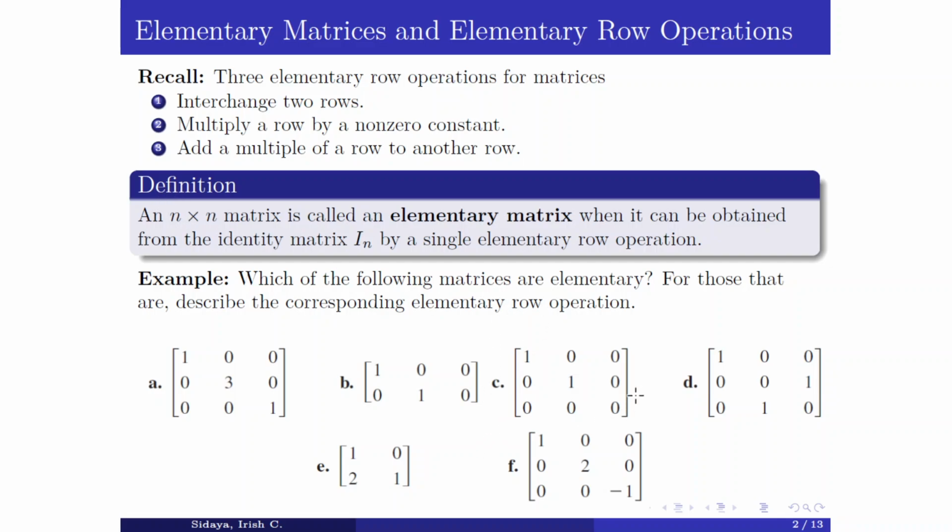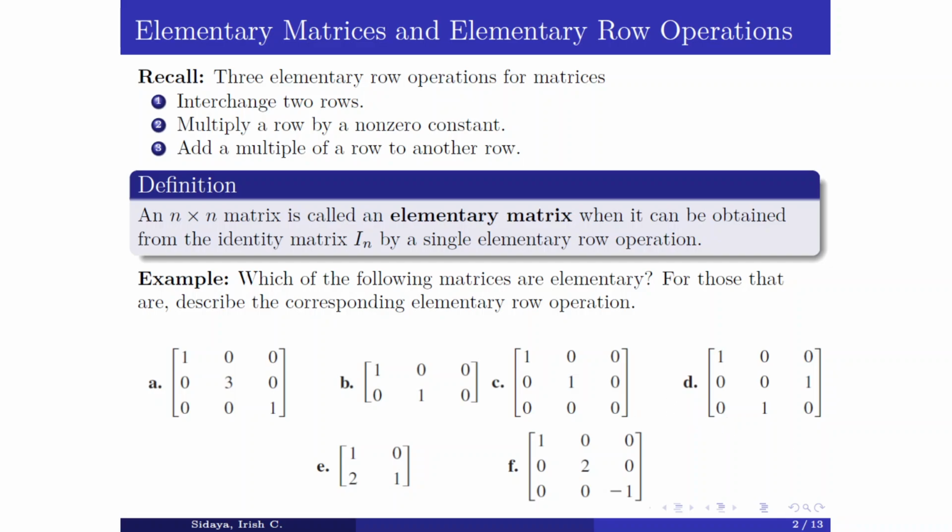Now, how about this one? Letter C. Is this an elementary matrix? So note that from the identity matrix of order 3, this can be obtained by multiplying 0 to the last row. However, note that row multiplication must be by a non-zero constant. We have number 2 in the elementary row operations. So therefore, this is not an elementary matrix.